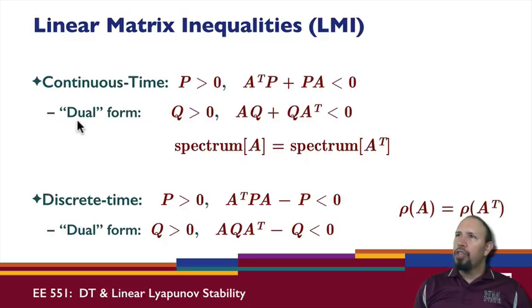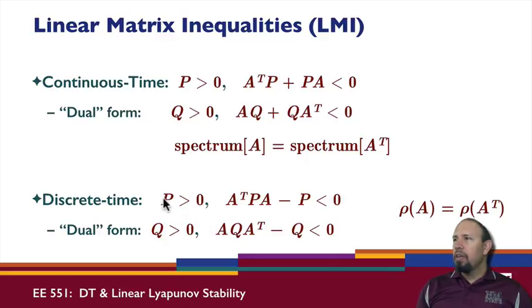Alternately, we can have what's called the dual form, where I would have a Q positive definite, and Q and A must satisfy this inequality. So this would prove the stability of A transpose. But the spectrum of A, that is the eigenvalues of A, are equal to the eigenvalues of A transpose. So you can actually go through and show that, and so that's what we have.